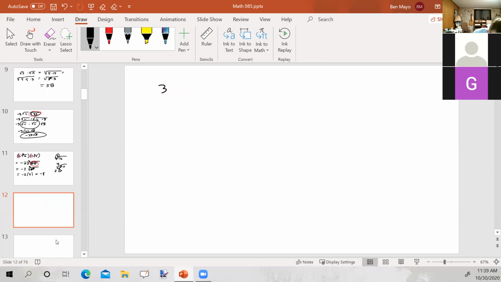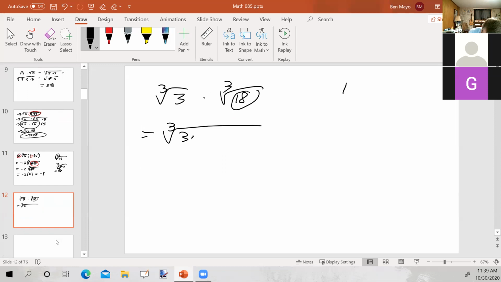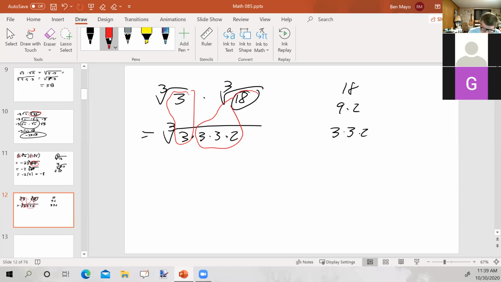How about this? Cube root of 3 times cube root of 18. This is the cube root of 3 times 18, which is 9 times 2, which is 3 times 3 times 2. Okay. So I took this and went right there, and this went right there. You see where I'm going with this? Yes.